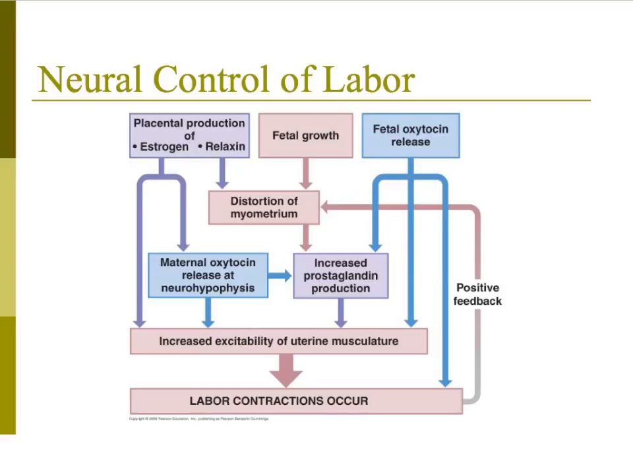You'll see on page 3 of your outline, there are 5 questions, starting with how does the growth of the fetus contribute to the start of labor? And so you can see here's fetal growth. It distorts the myometrium, which causes an increase in prostaglandin production, which increases the excitability of the uterine musculature. Okay? And that's going to cause labor contractions to occur. You should be able to answer the other 4 questions. I can promise you that you will see this chart on the next lecture exam.